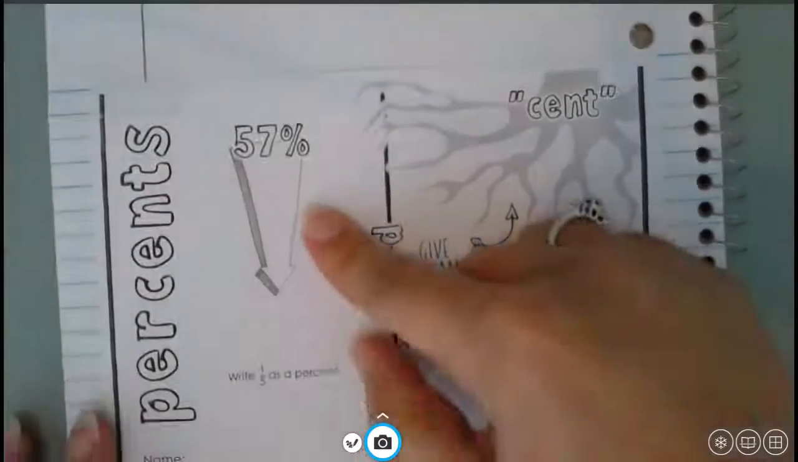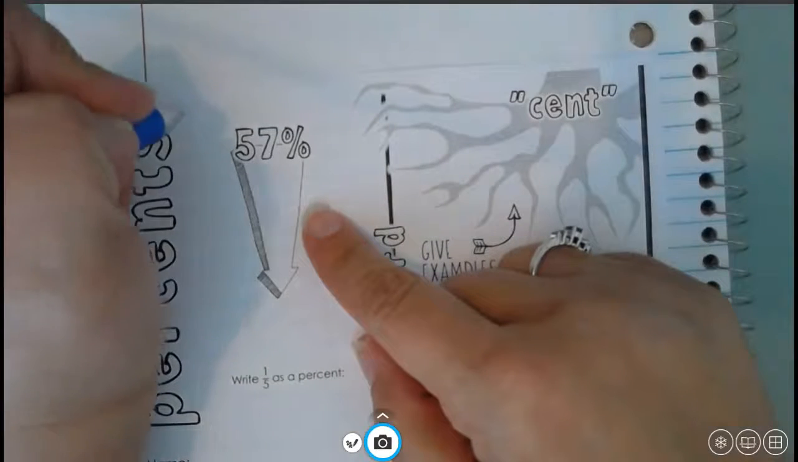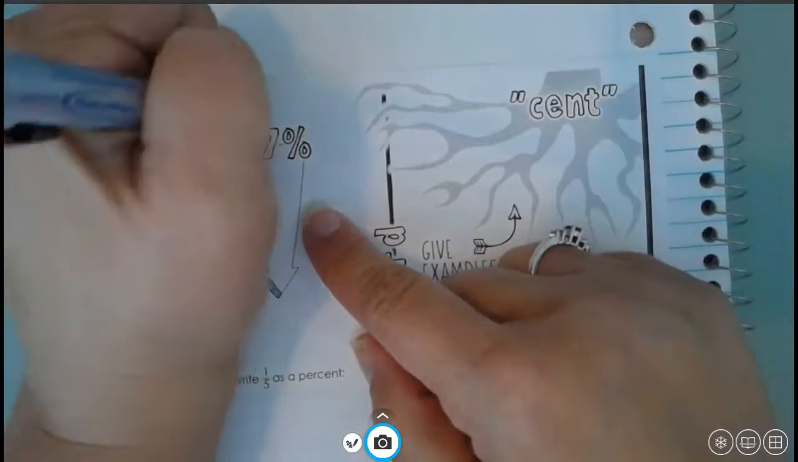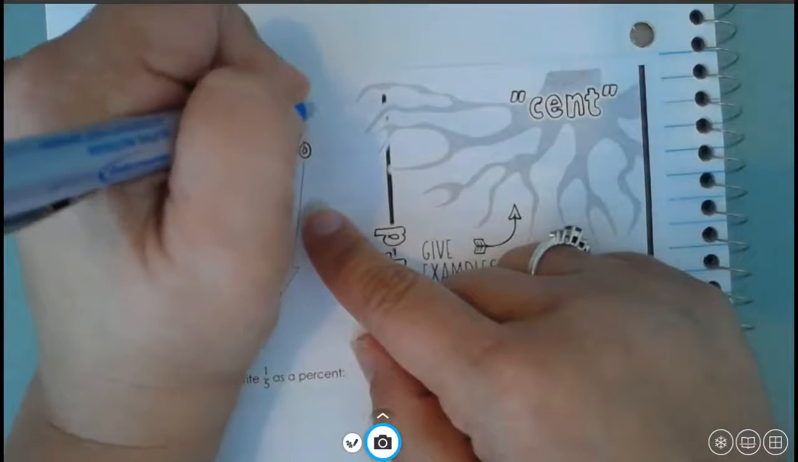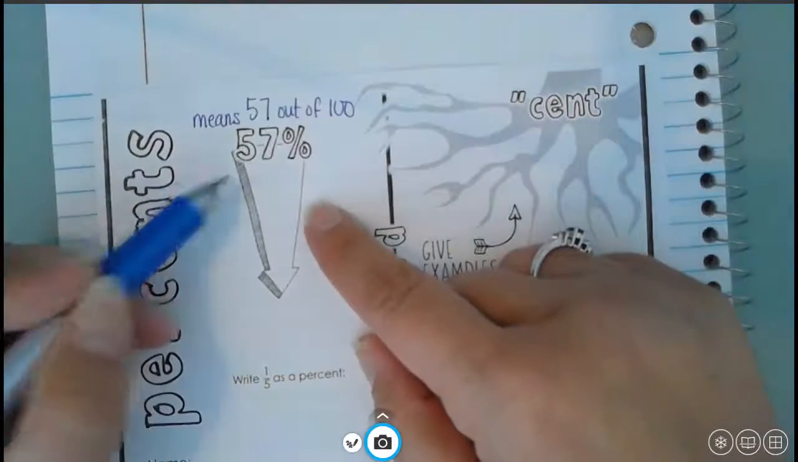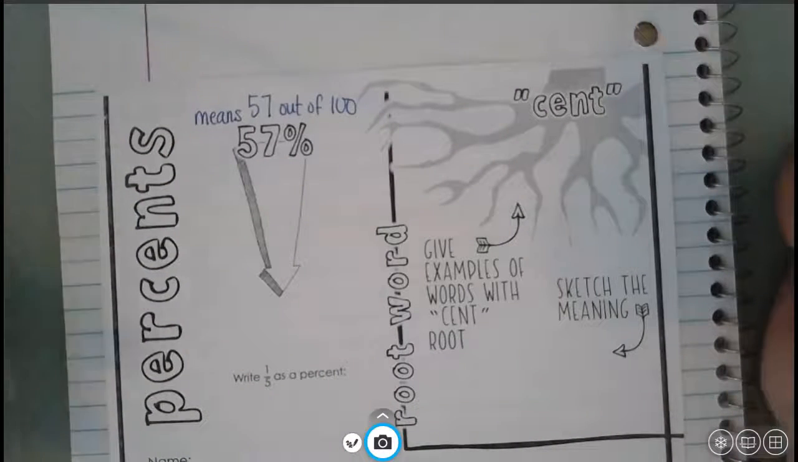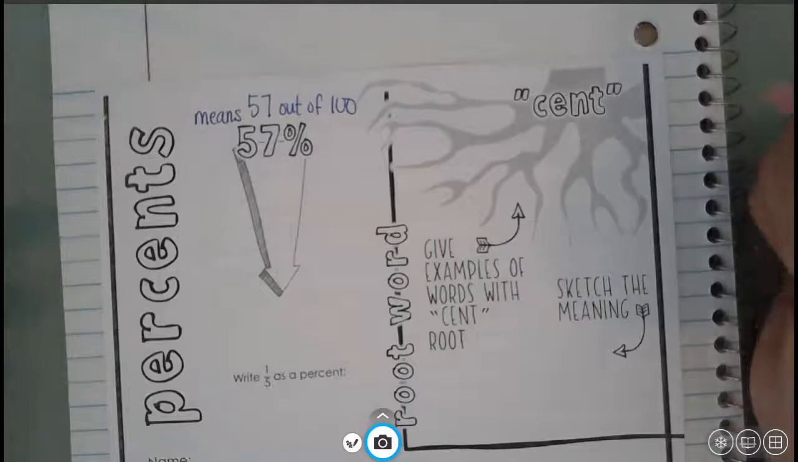57%, what does that mean? Well, it means 57 out of 100. So let's go ahead and write: means 57 out of 100. So when you see this 57%, let's say you got a score on a math test and you see 83%, that's saying you got 83 out of 100 correct.